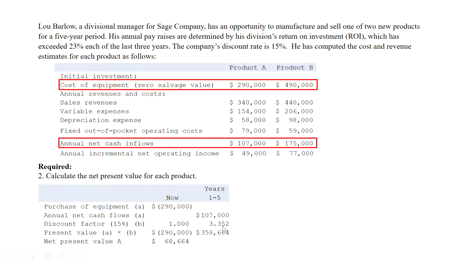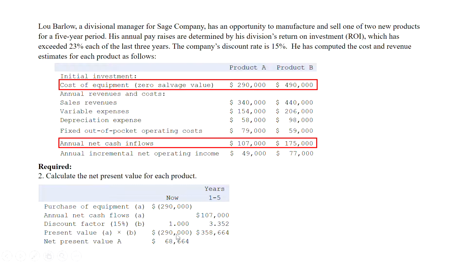How do I use that? I multiply that factor times the $107,000 to get $358,664. Again, I'm trying to take that $107,000 that's happening 5 times, each in the next 5 years, and put it in today's dollar terms. It's the same thing as saying that $107,000 at the end of each of the next 5 years is the same as having $358,664 today and being able to invest it at 15%.